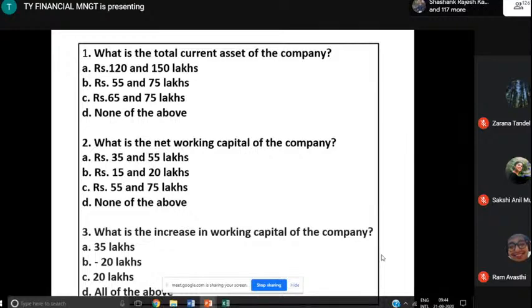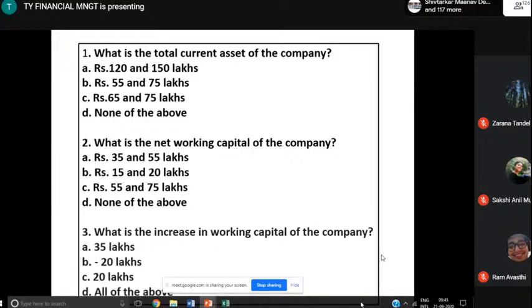Give me another terminology for total current asset. Question 1. What is the total current asset of the company? Current asset, total current asset, what do you write in bracket? Gross working capital. Total current asset, gross working capital. Net working capital, current asset minus current liabilities. 35 lakhs, 55 lakhs, 15 lakhs, 20 lakhs, 55 lakhs, 75 lakhs, none of the above.